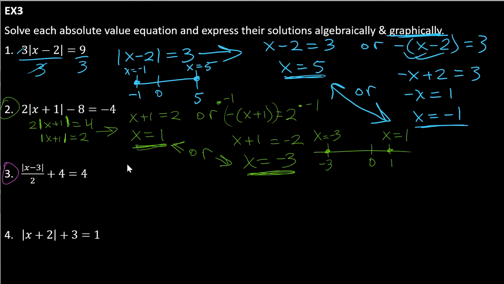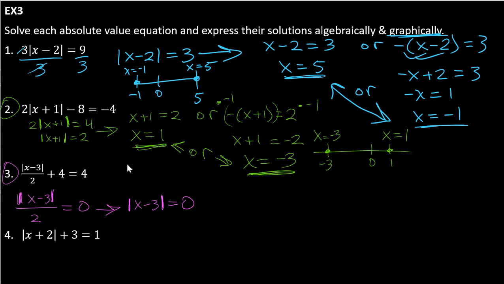Okay, so we're going to subtract 4 first. X minus 3's absolute value. Actually, I should probably do all of these because I think one of these has an important example that you need to see. Okay, so then we're going to multiply by 2 on both sides because that's the inverse of dividing by 2. And 0 times 2 is still 0.